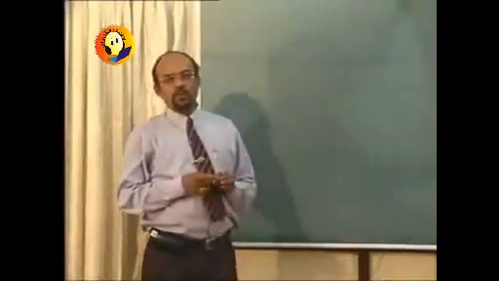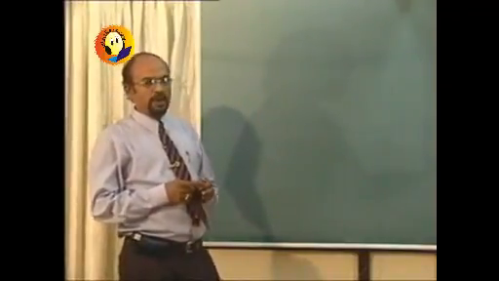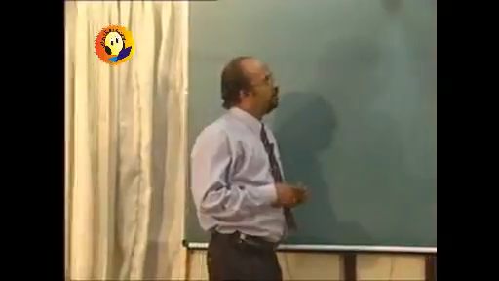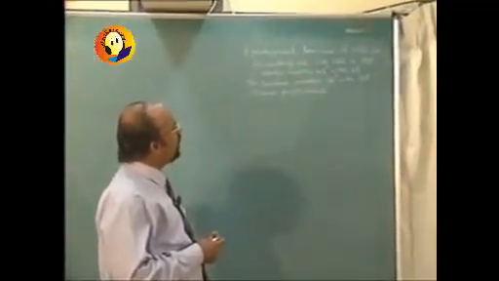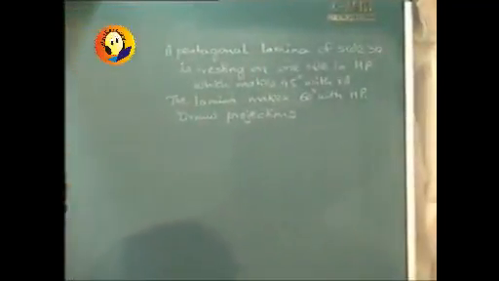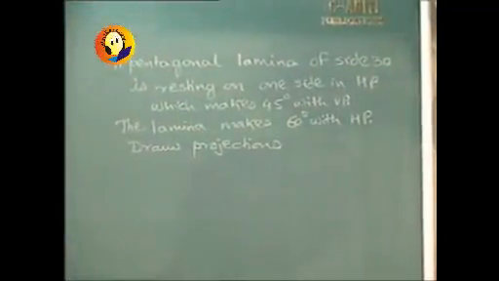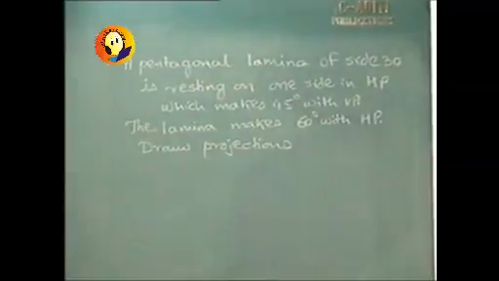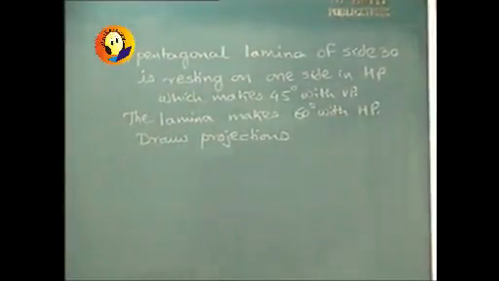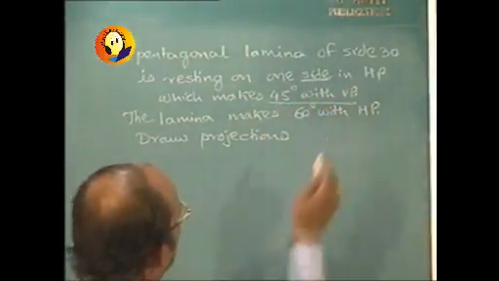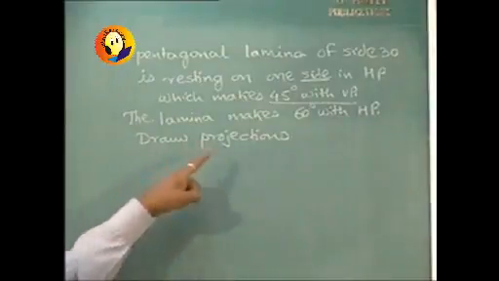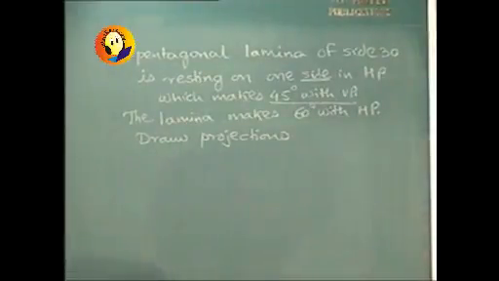After considering the problem for triangular lamina, let us proceed to a problem of pentagonal lamina. The problem says that a pentagonal lamina of side 30 is resting on one side in HP, which makes 45 degrees with VP. That means the side is making 45 degrees with VP. The lamina is making 60 degrees with HP. Draw projections.